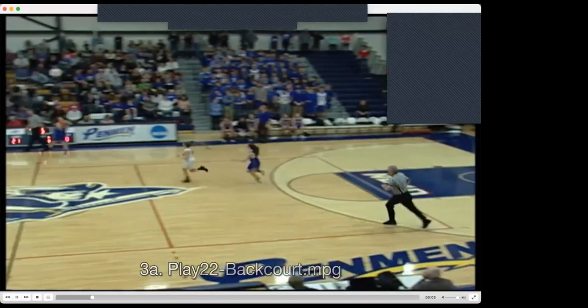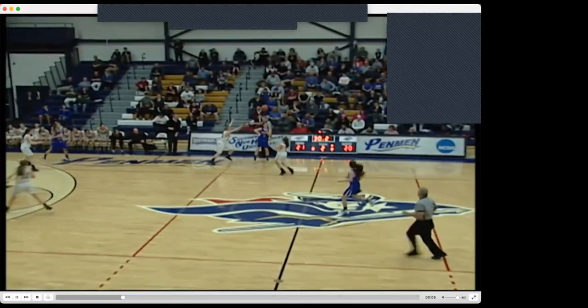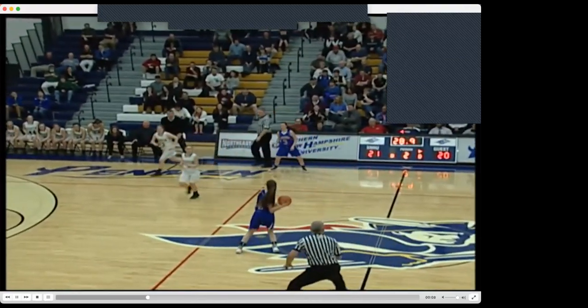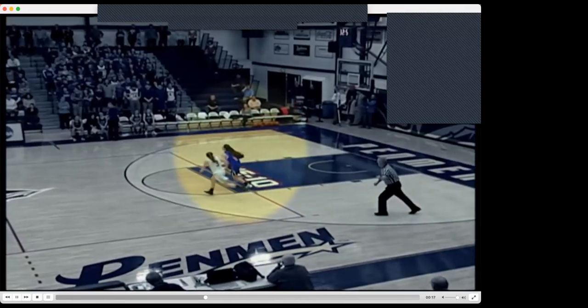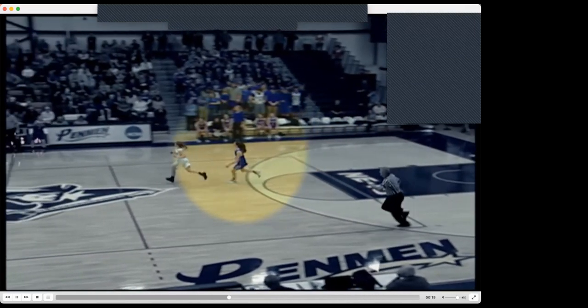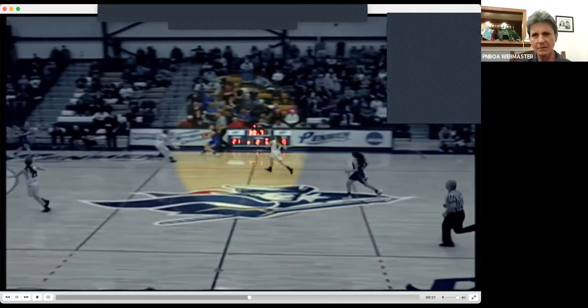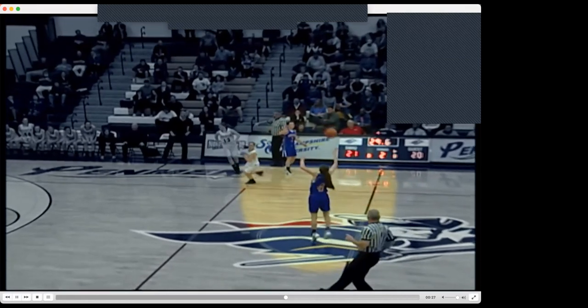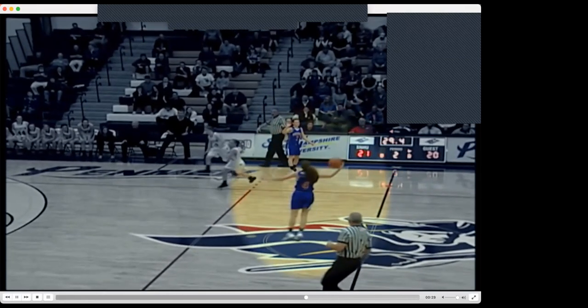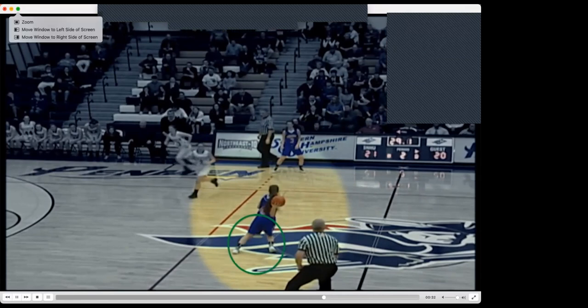Play 22. Is this a backcourt violation? A very difficult play. Yeah, backcourt. Didn't establish herself in the front court. Number 3 in blue receives a pass and dribbles into the front court, then turns to pass to a teammate. Airborne player number 4 in blue receives the pass and lands in the front court. Is this a backcourt violation? You make the ruling. A good play for discussion.